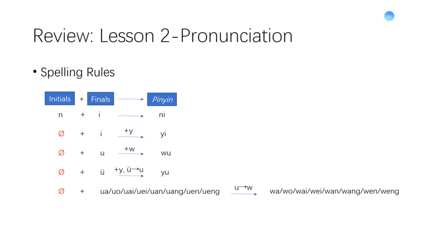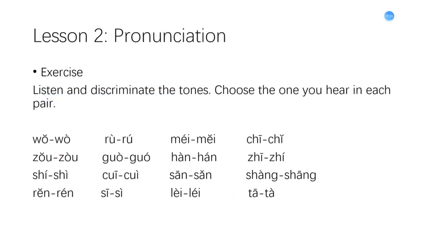This W stands for the letter U actually, and it means the initial U. Okay, so please pay attention to this too. So these are the pronunciation knowledge we learned in last lesson. And now let's make a practice exercise.